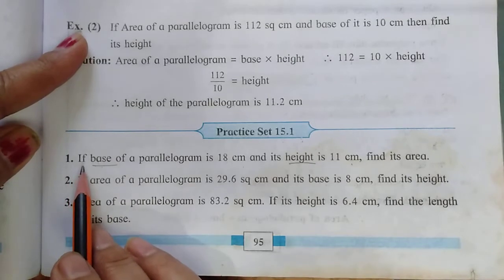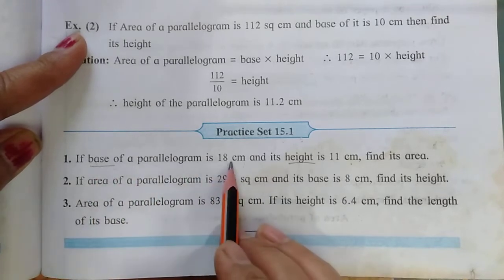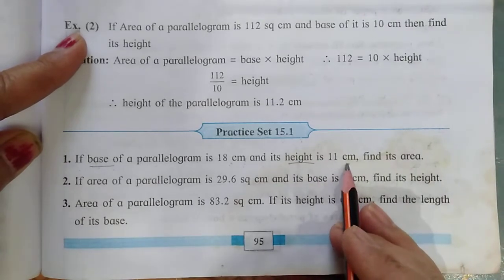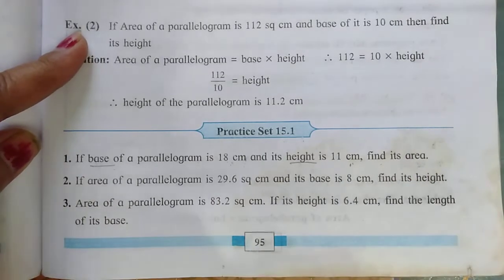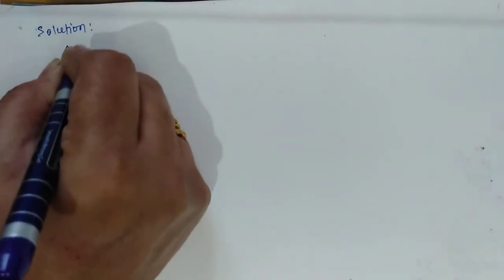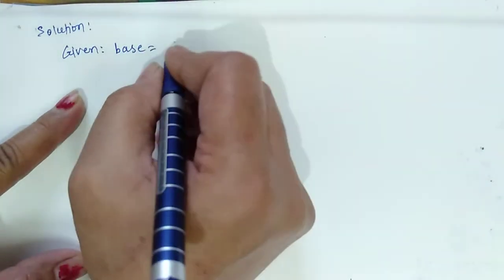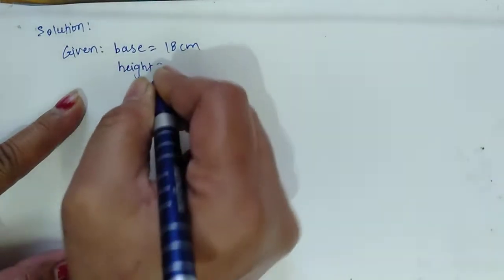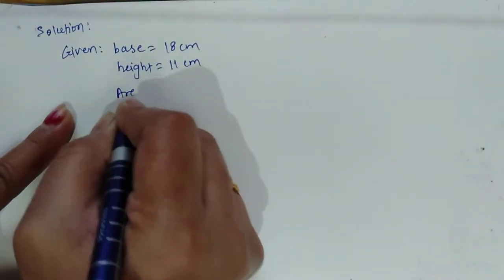In that, the first question is, if the base of a parallelogram is 18 centimeter, means B is equal to 18 centimeter, and its height, means H, is 11 centimeter, find its area. So by using the formula, it is very easy. See the solution. Firstly, write down the given things. Given: base is equal to 18 centimeter. Height is equal to 11 centimeter. And here we calculate the area.